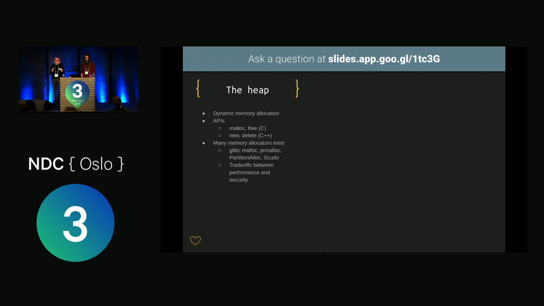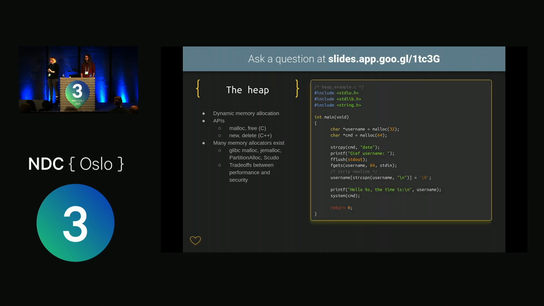And the thing with all of these is that they have this trade-off between performance and security. So some allocators enable security mechanisms, others disable the same. And it depends on your system which one you should use.